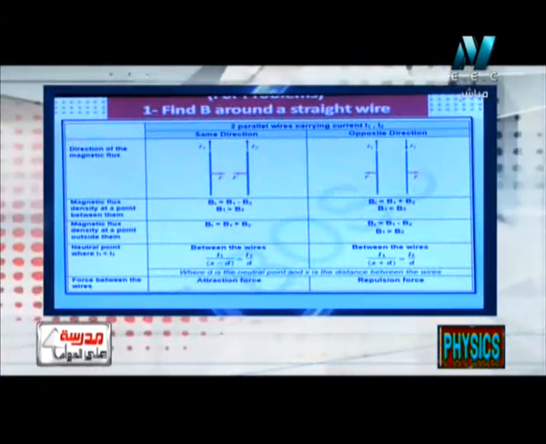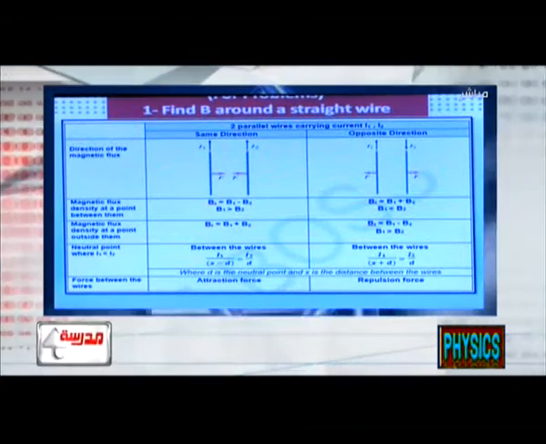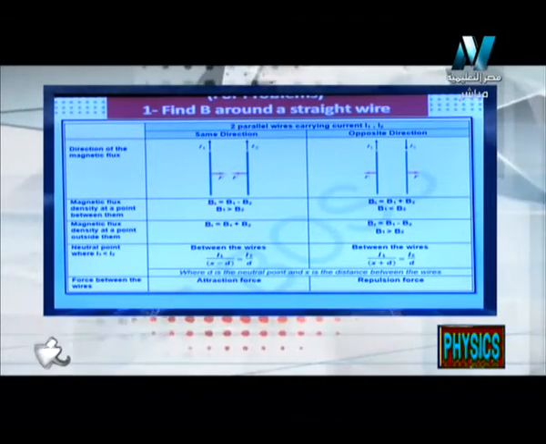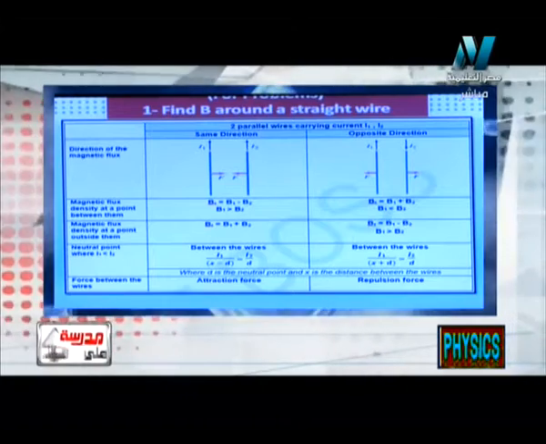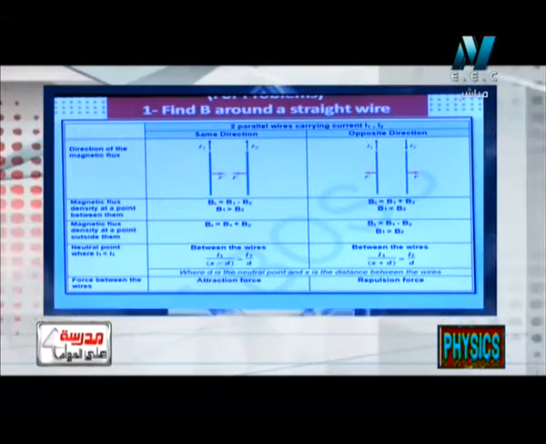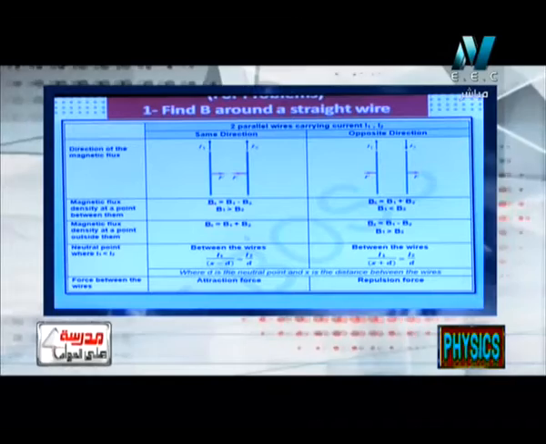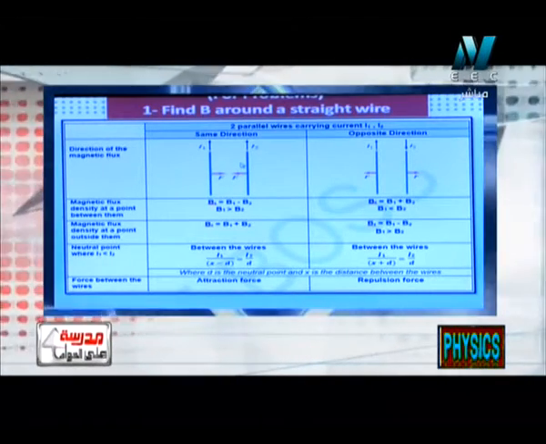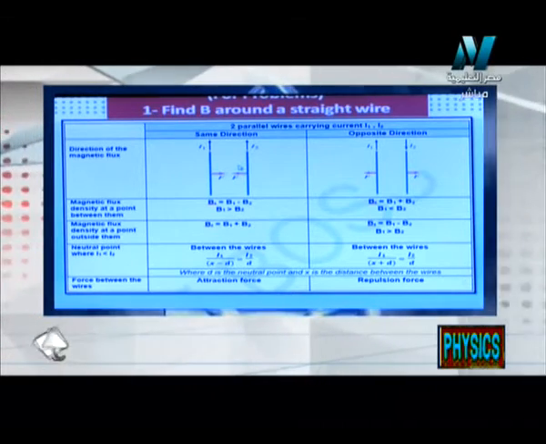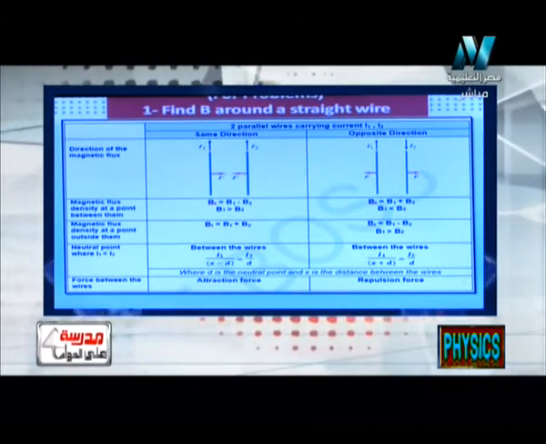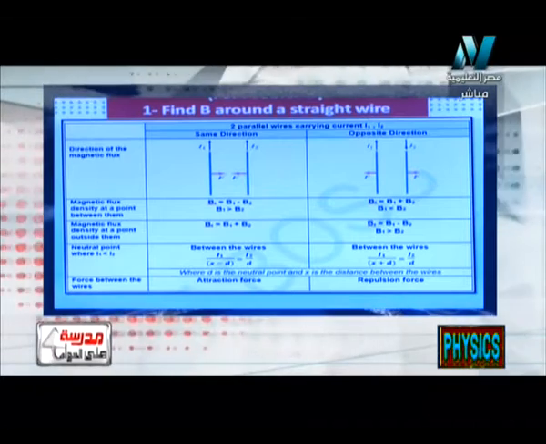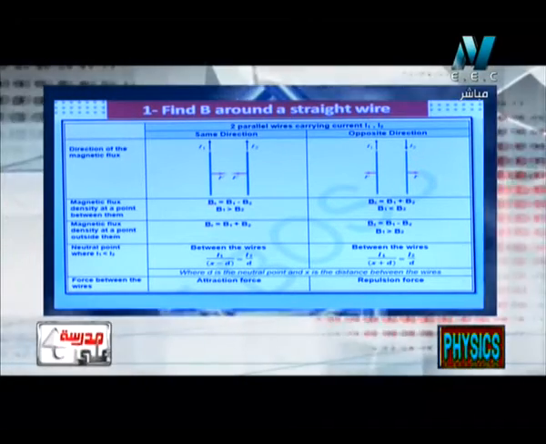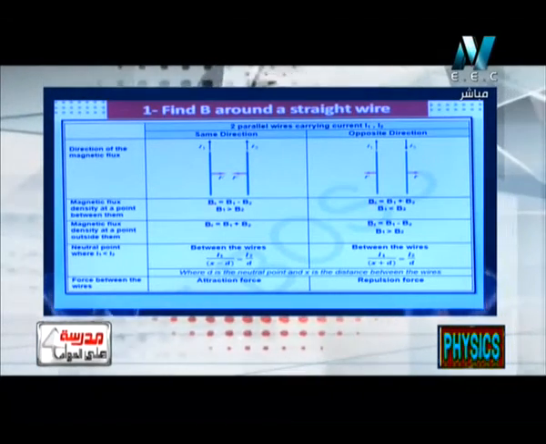Okay. What about the problems? How can we deal with the problems of beta? Here, at first we deal with the problems for beta around a straight wire. As I said for you, I put the laws and the differences as a comparison between them. In the first column, two parallel wires carrying currents I1 and I2. In the first column, we have two wires.